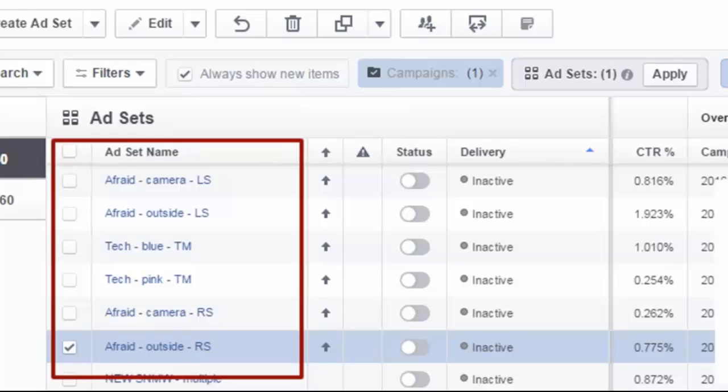So what you can see here is that even for, let's say, the LS target, we could run copy 1, which is afraid, and image 1, which is camera, image 2, which is outside. And you can see how we do that with a tech copy, and again with a different audience with afraid. So this is, again, really important when you're setting up your ad structure, that one ad per ad set, so you have full control and you have full ease of execution. That is rule number 1, one ad per ad set.